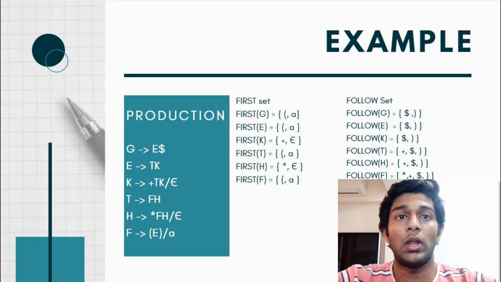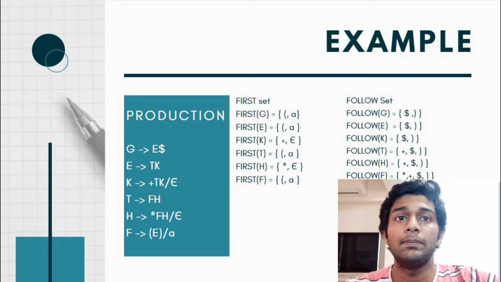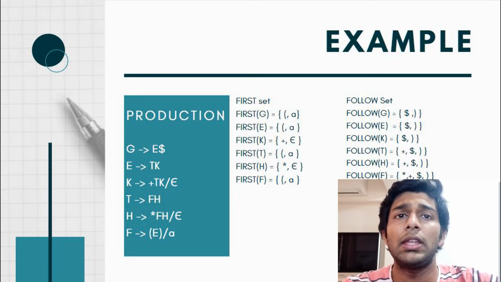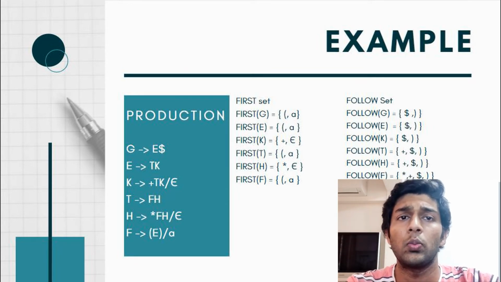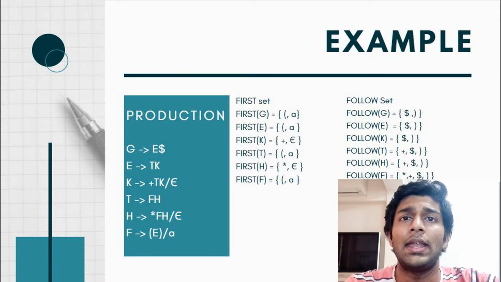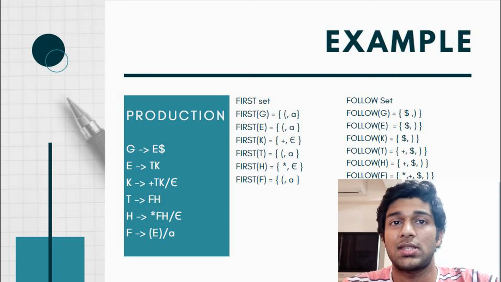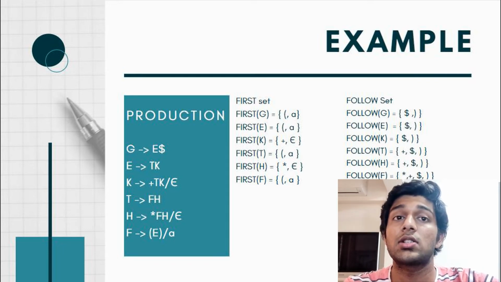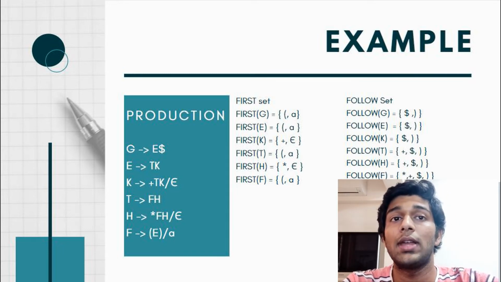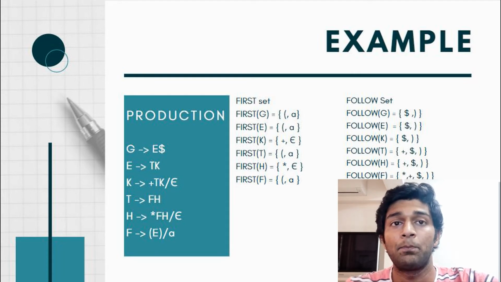Coming to the second one, to find the first of E, we go to T, and from T we go to F. From F we have two things, open brace and A. So we copy that. First of K will refer to plus. The plus given is the first terminal which can appear. So we put that and also an epsilon symbol.